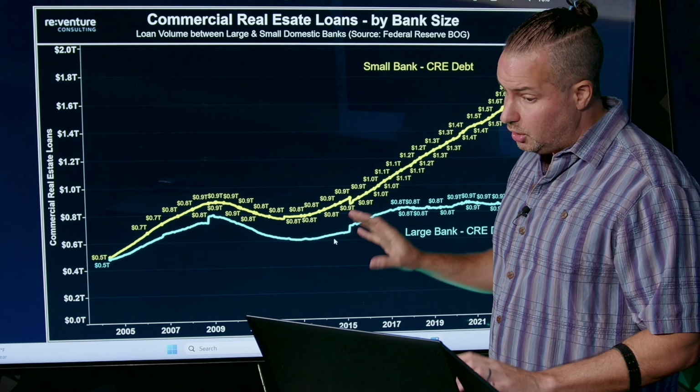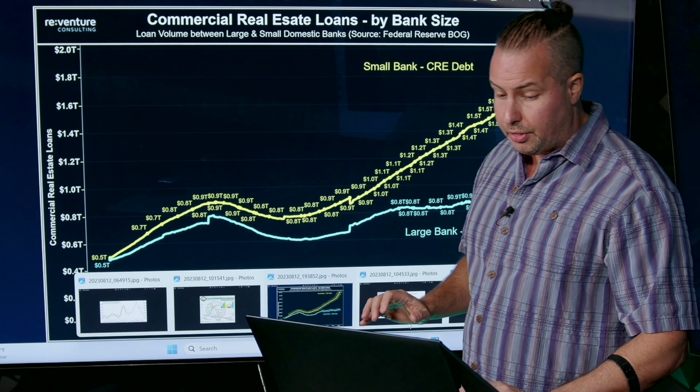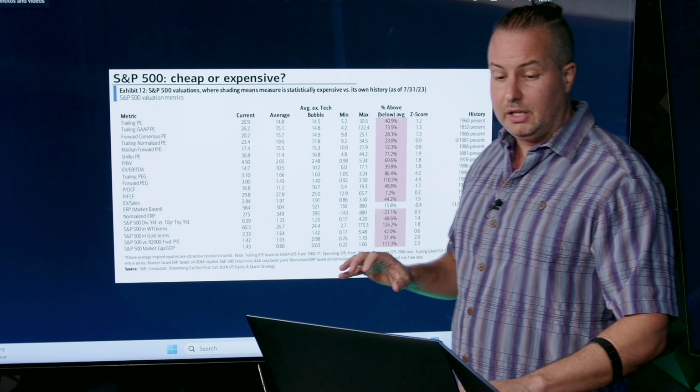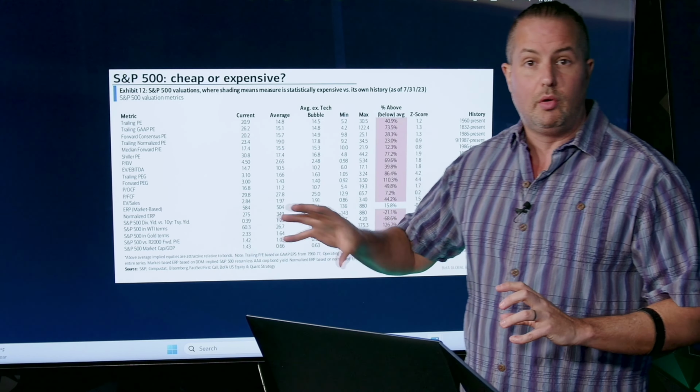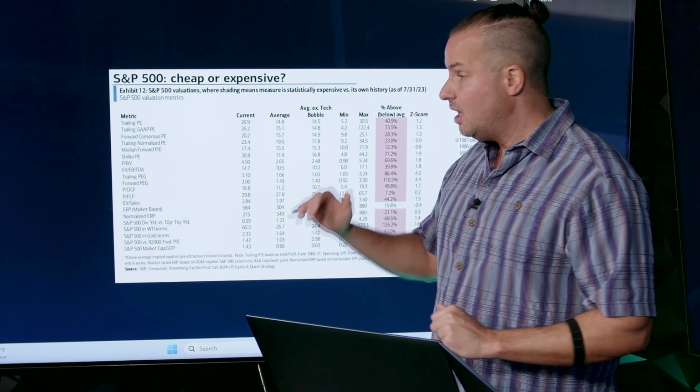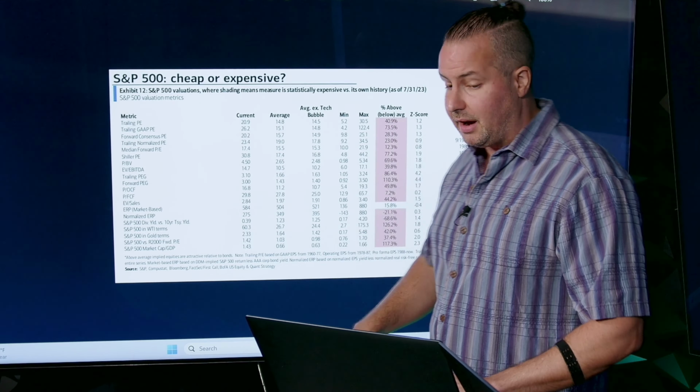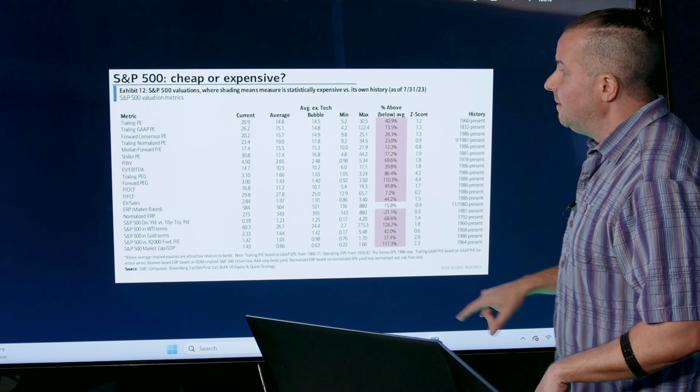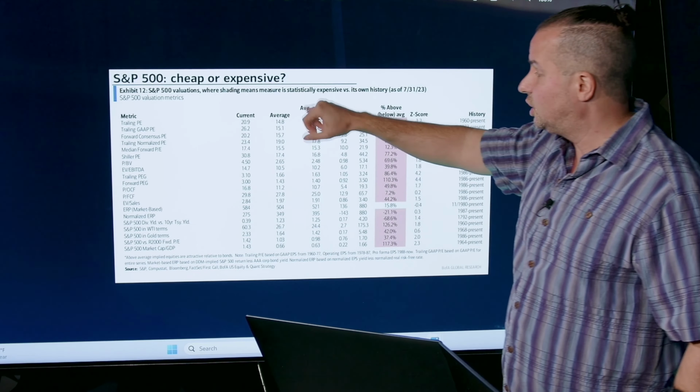All right, so I think that's an interesting thing, right? We always talk about how things could change, and ultimately we're going to see more and more of the small banks go away and consolidate into big banks. That chart right there just told us everything about it. Next chart I wanted to show you guys, S&P 500, cheap or expensive.